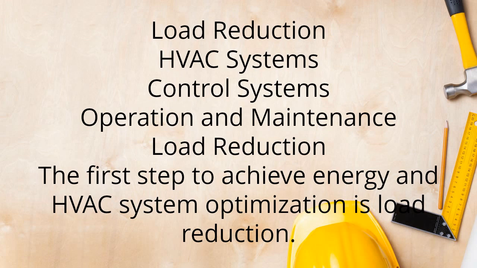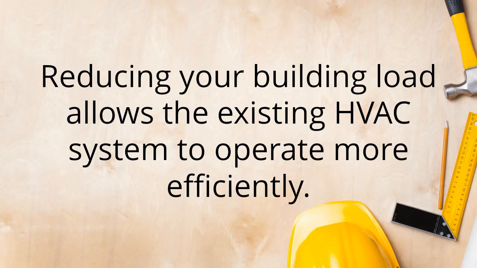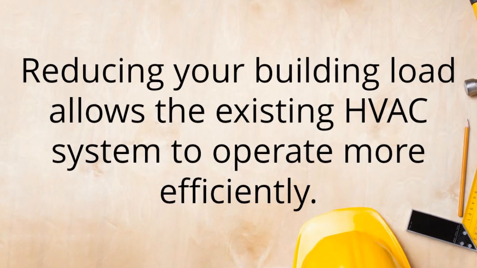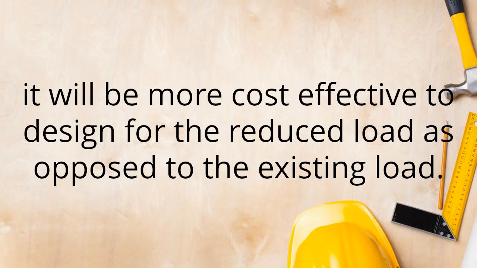Load reduction. The first step to achieve energy and HVAC system optimization is load reduction. This step normally consists of a long-range plan which itemizes the actions to be taken based on best return on investment. Reducing your building load allows the existing HVAC system to operate more efficiently. If a new system or systems are being considered, it will be more cost-effective to design for the reduced load as opposed to the existing load.